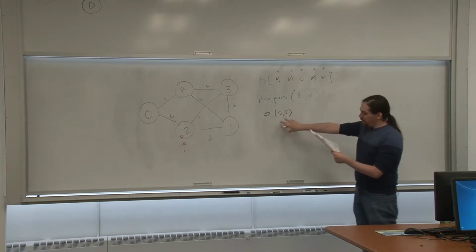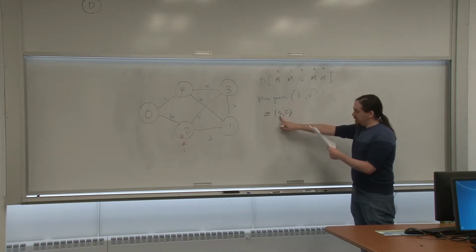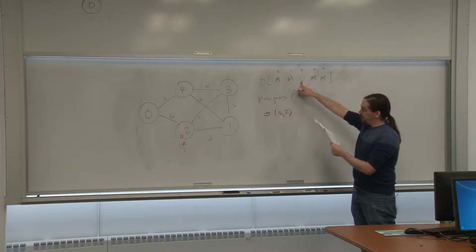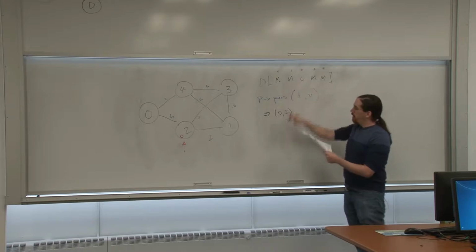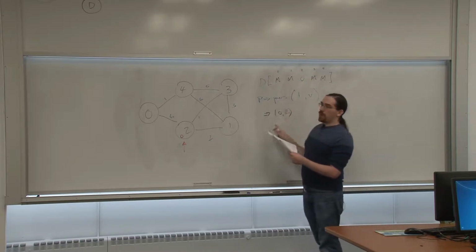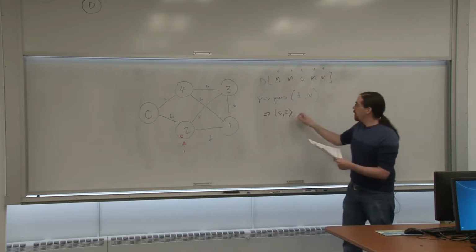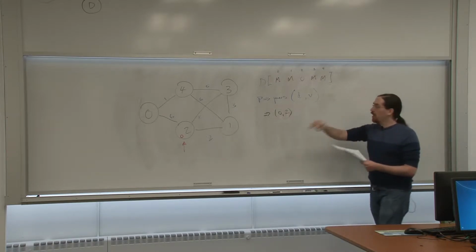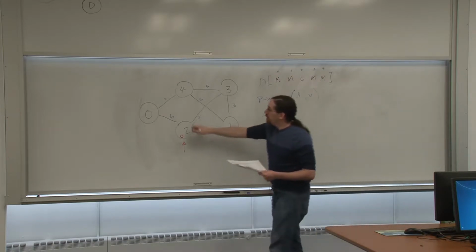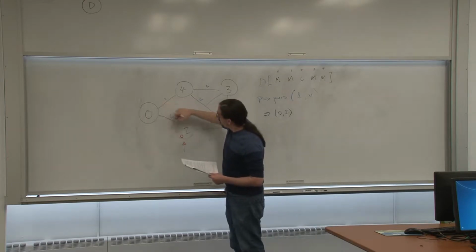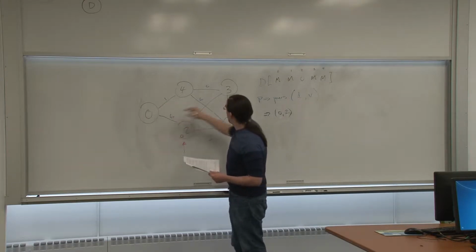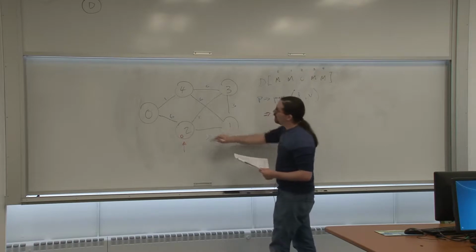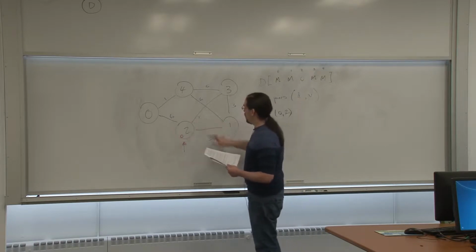So we remove the minimum distance pair from P. If that D is larger than what's already in our distance array, then we already know a better path there. So we don't have to worry about this new potential path, and we just skip it. But if it's not, then we need to go through these edges. So we know that there's paths from 2 to 0, 3, and 1 of distance 6, 7, and 2.